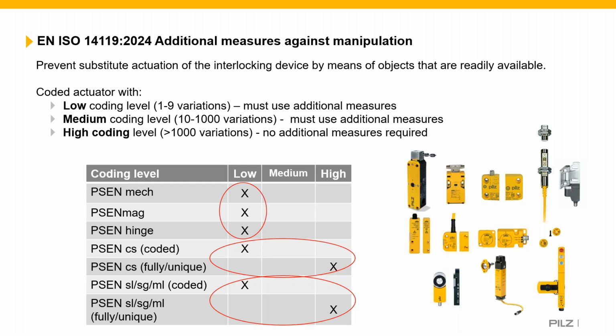And then the more intelligent switches, the solenoid locking and electromagnetic locks, again have the options of different types of coding, and depending on the version, can achieve that high level of coding.